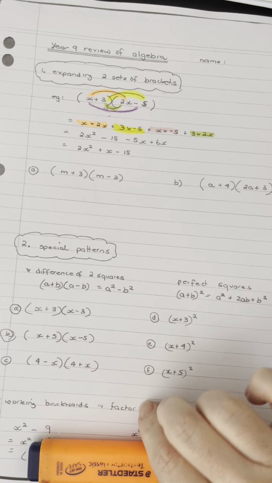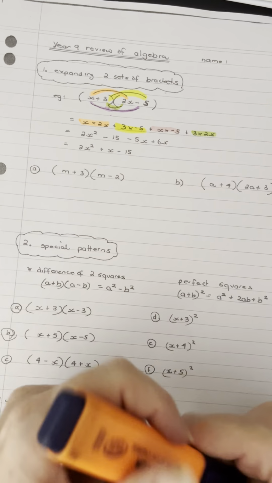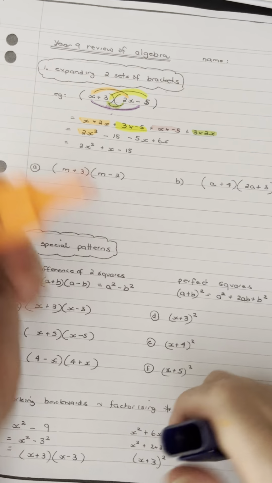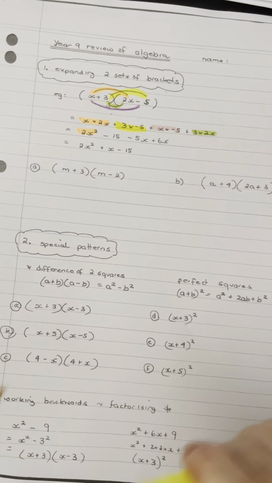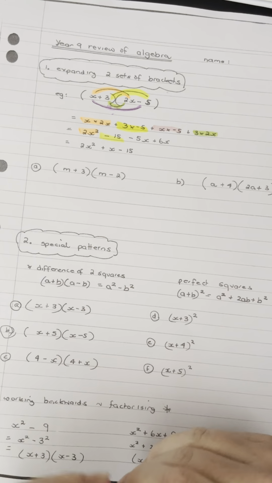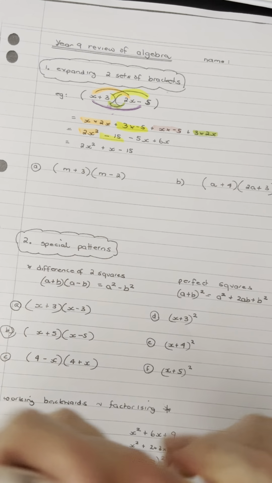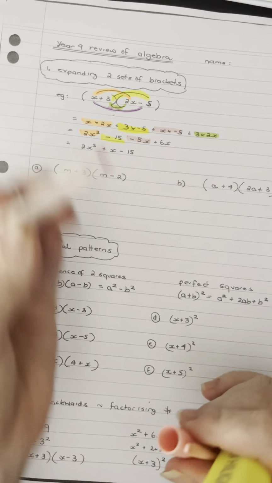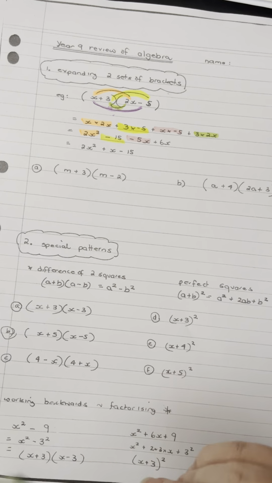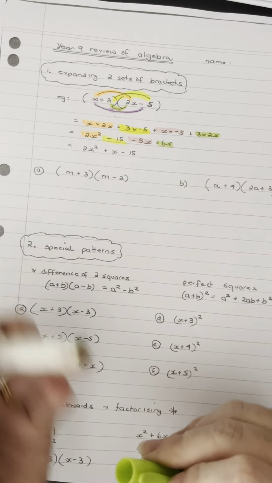Then I'm going to go through and simplify those. So x times 2x gives me the 2x squared. The 3 times -5 gives me -15. The x times -5 gives me -5x. And the 3 times 2x gives me 6x.